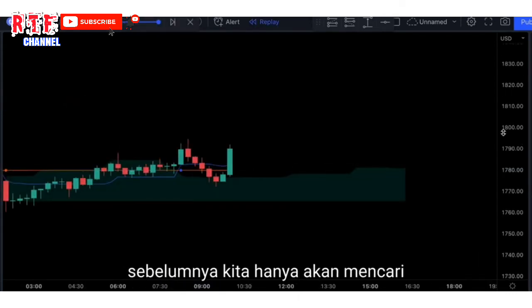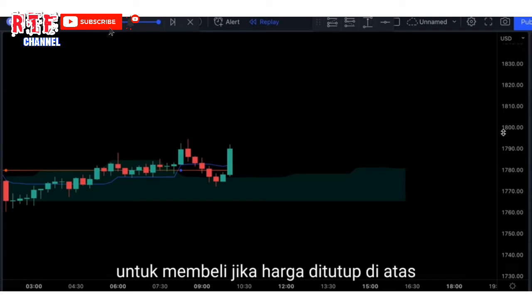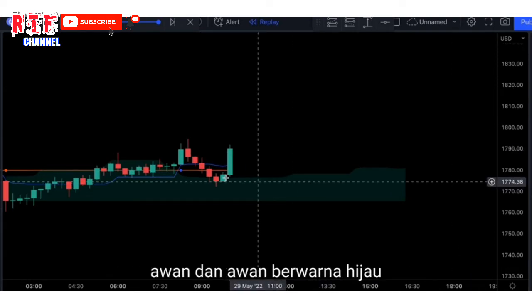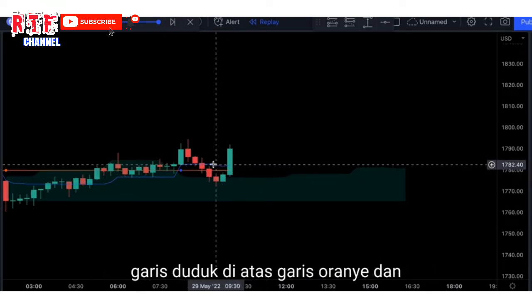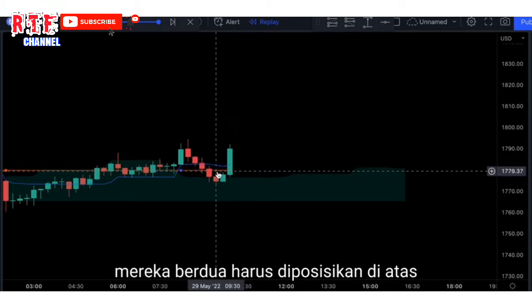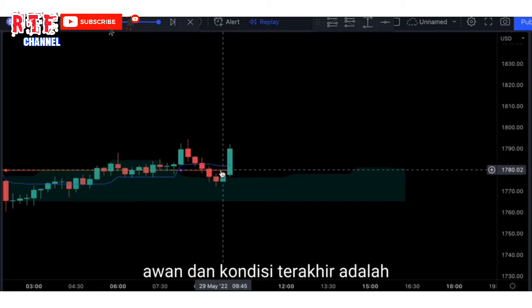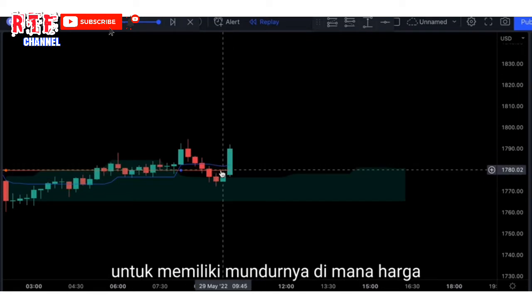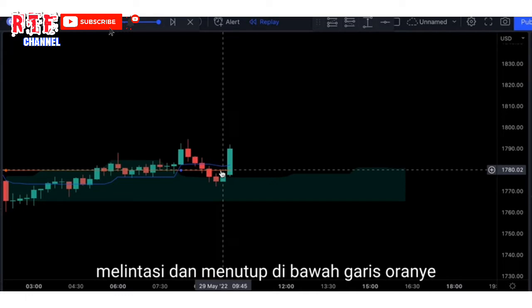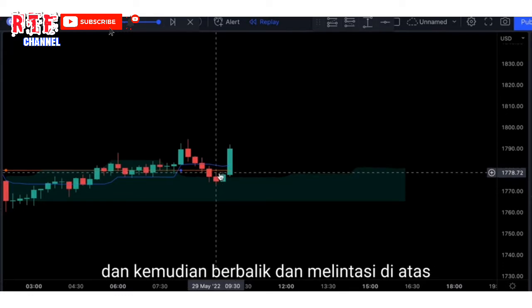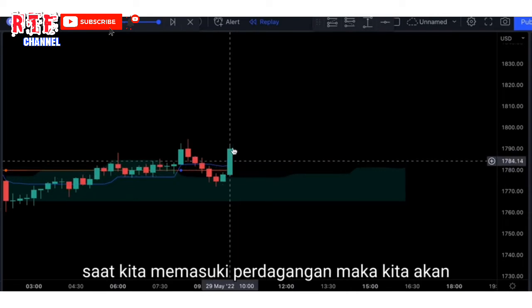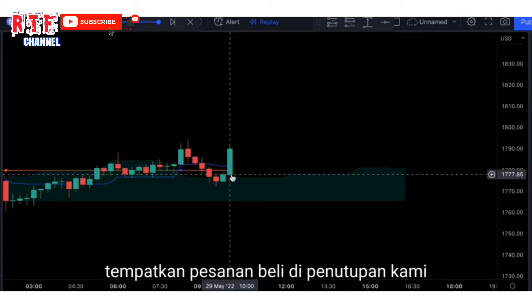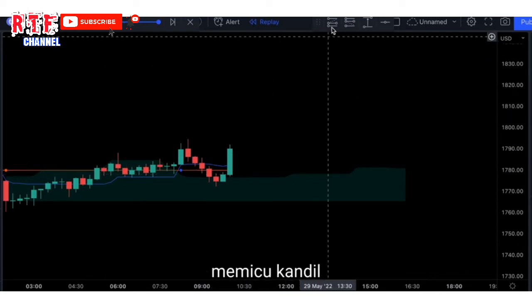Okay, just like I mentioned earlier, we're only going to be looking to buy if the price is closed above the cloud and the cloud is colored in green. Next condition will be to have a blue line sitting above the orange line and they both have to be positioned above the cloud. And the last condition will be to have a pullback where the price crosses and closes below the orange line and then it reverses and crosses above the blue line. Remember, none of these two lines should touch the cloud at the moment we enter the trade. So we will place a buy order at the close of our trigger candlestick.